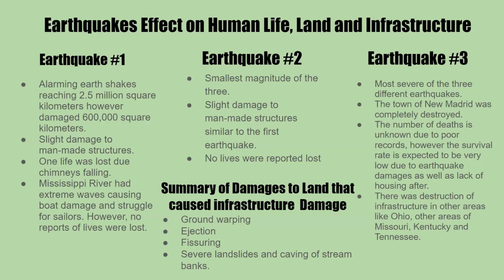There was destruction to infrastructure in other areas like Ohio, other places in Missouri, Kentucky, and Tennessee. And a summary of damages to land that caused infrastructure damage was ground warping, ejection, fissuring, several landslides, and caving of stream banks.